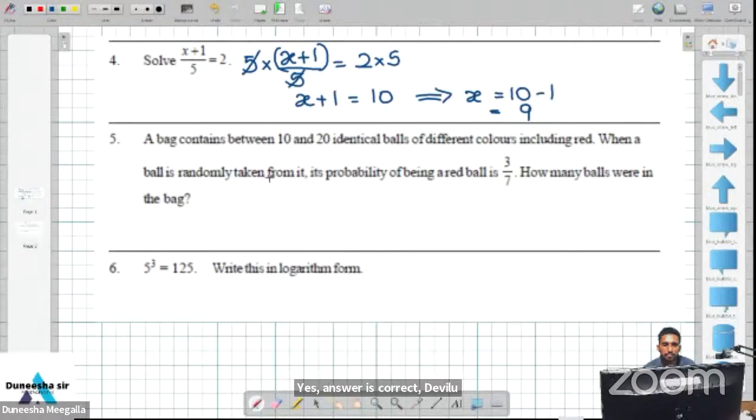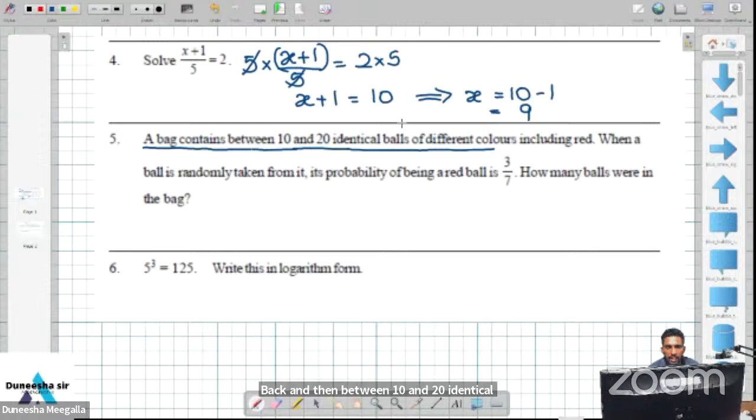A bag contains between 10 and 20 identical balls of different colors, including red. Okay. A bag contains between 10 and 20 identical balls. When a ball is randomly taken from it, its probability of being a red ball is 3/7. How many balls were in the bag?